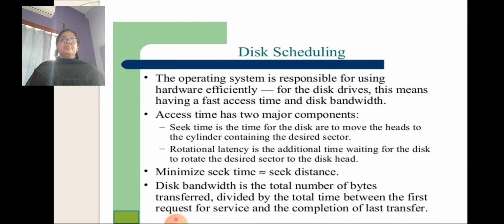Whenever a process needs IO to or from the disk, it issues a system call to the operating system. The request specifies several pieces of information: whether the operation is input or output, what the disk address for the transfer is, and what the number of sectors to be transferred is. If the desired disk drive and controller are available, the request can be serviced immediately.